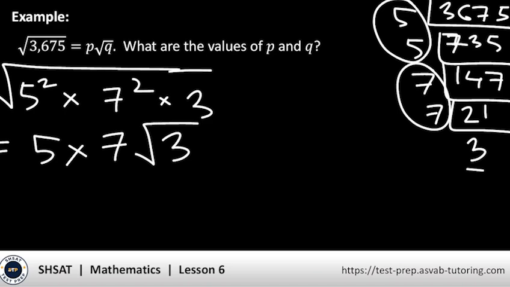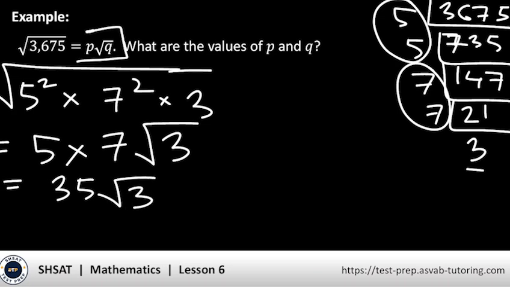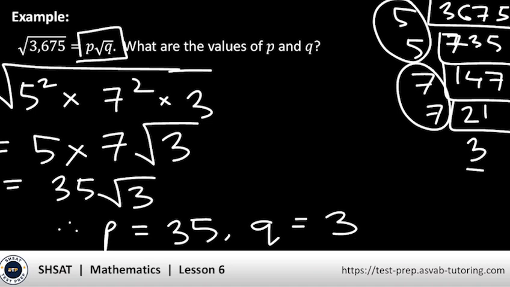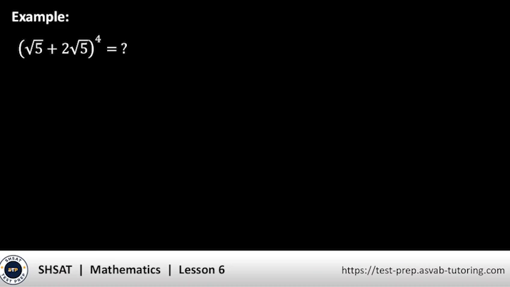Okay. So now what? Now we have 7 times 5 is 35. So that's 35 root 3. So what are the values for P and Q? Because it's in this format already, right? So as we can see, P is equivalent to 35 and Q is equivalent to 3. Okay, I did take some time to explain it to you because you might not know square roots from before. Let's move on to the next question.